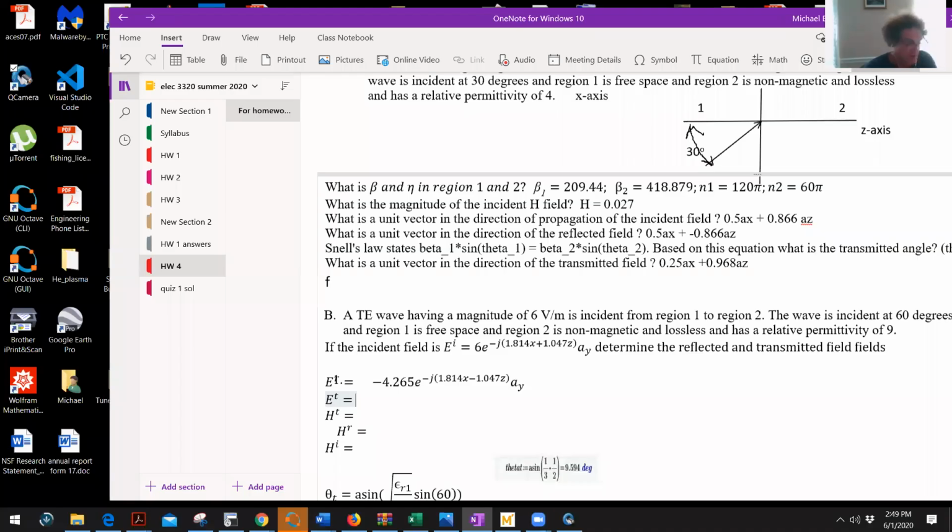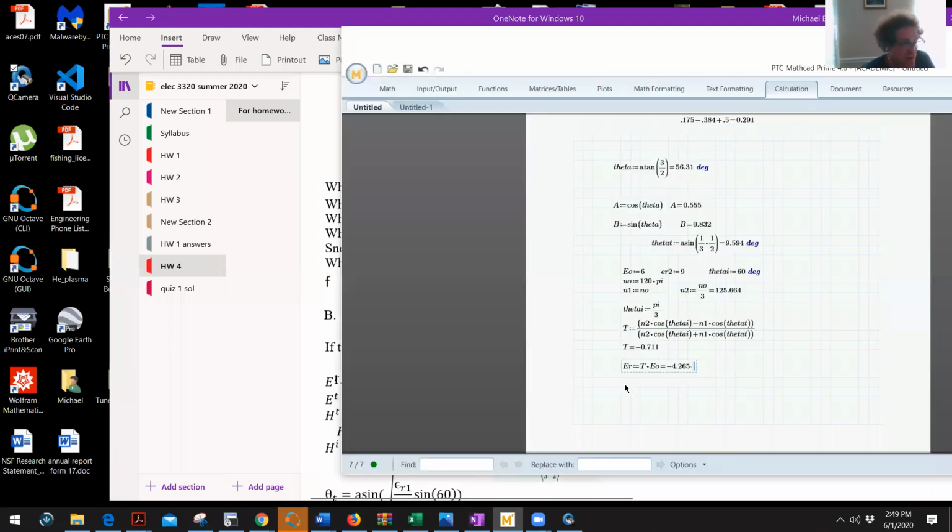So I come over here, I hope you bear with me. I come down here and say now the magnitude of the transmitted field will just be 1 plus the reflection coefficient times E naught. And that's 1.735. Everybody all right with that?